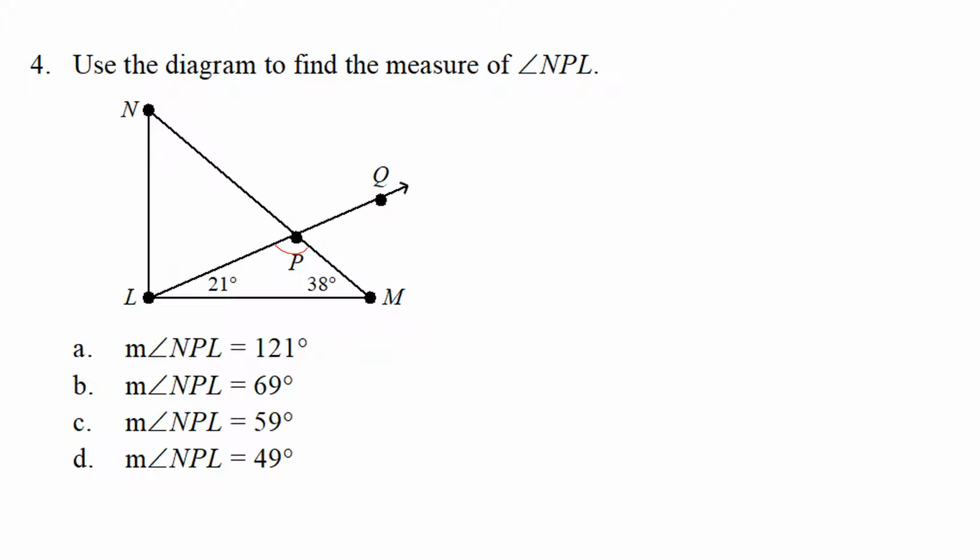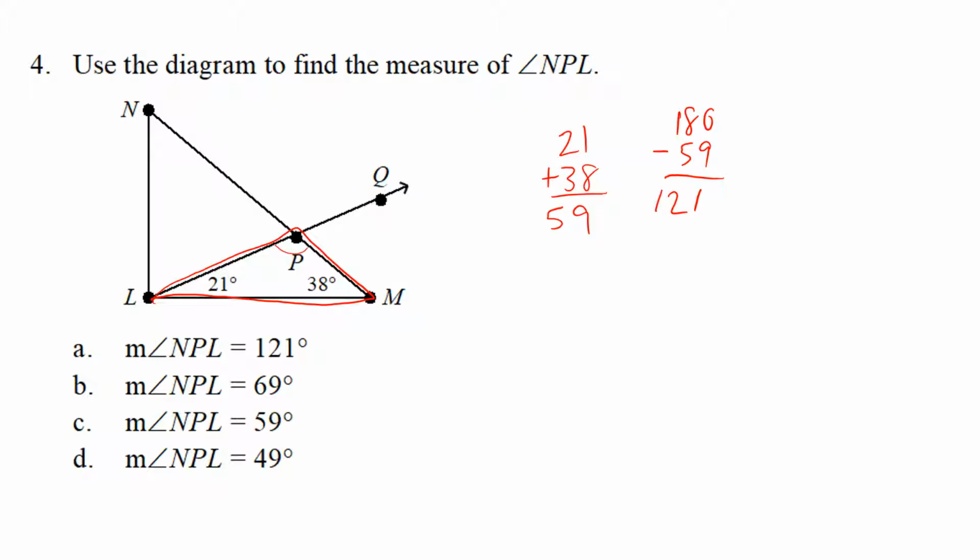So the three angles inside of this triangle add up to 180 degrees. So if I take 21 plus 38, that's 59 degrees, and then I take 180 minus 59, and that gives me that angle P right there. I'm adding it up real quick. So 121 degrees.